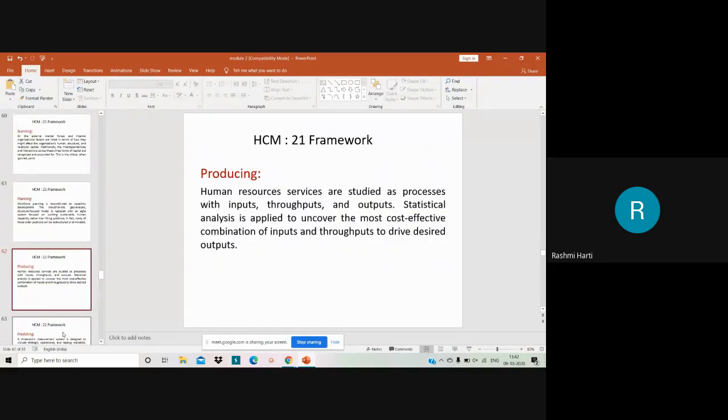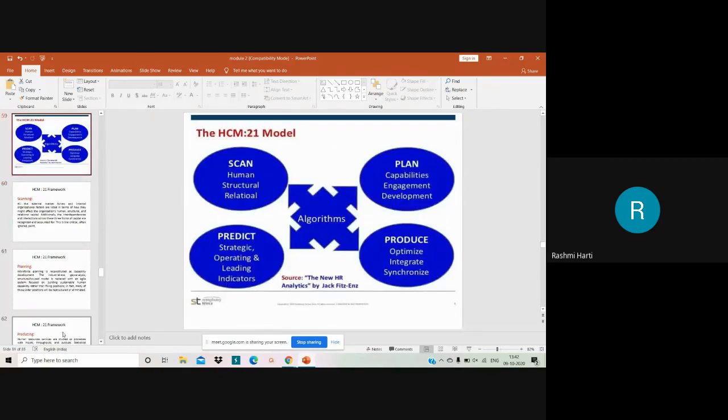Producing is nothing but a process with inputs, throughputs and outputs. Statistical analysis is applied to uncover the most cost effective combinations of inputs and throughputs to drive desired outputs. When you speak about producing, as I said, it is optimizing or utilizing the human resource or available resources within the organization to the optimum level, right? Integrate all the resources together. Integrate the external as well as internal factors and synchronize to produce.